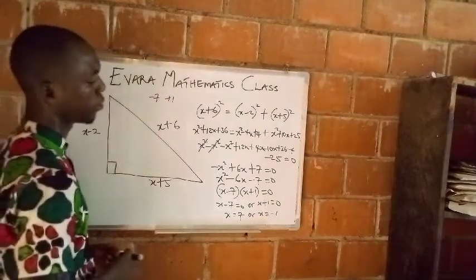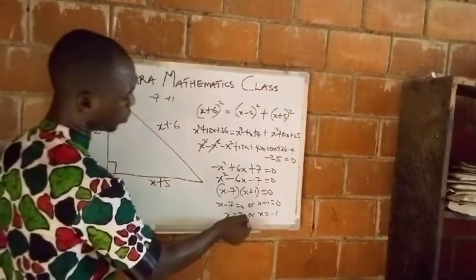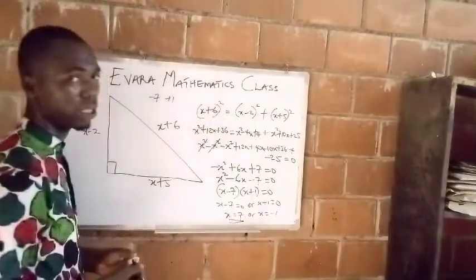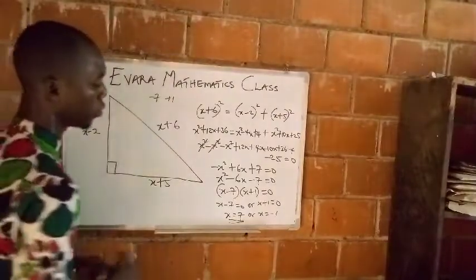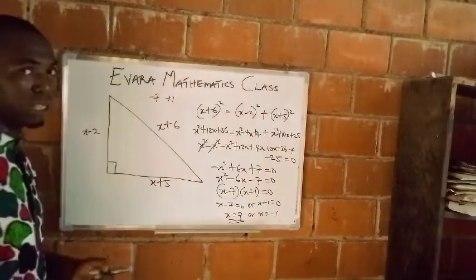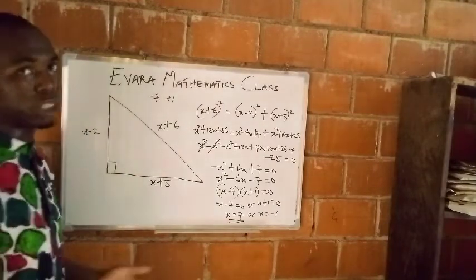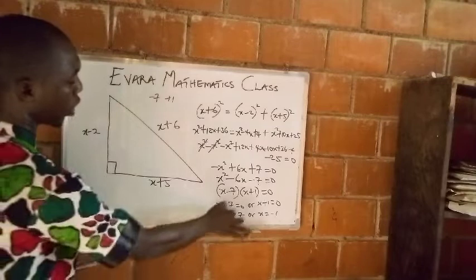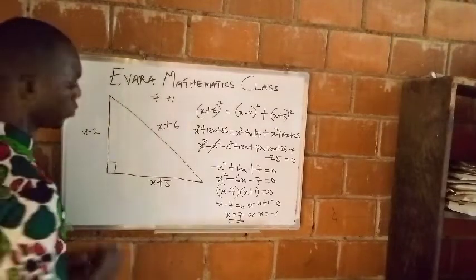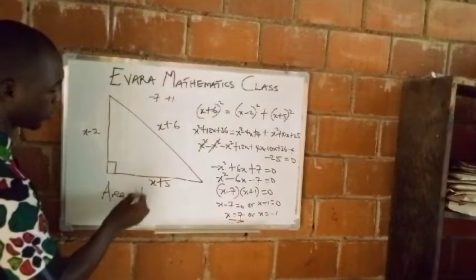Out of these two values, only 7 can satisfy what we have here, because if you take x to be minus 1, x minus 2 is minus 3. You cannot get the height of this triangle to be negative 3. So we are going to take x to be 7. So the area of this shape is what?